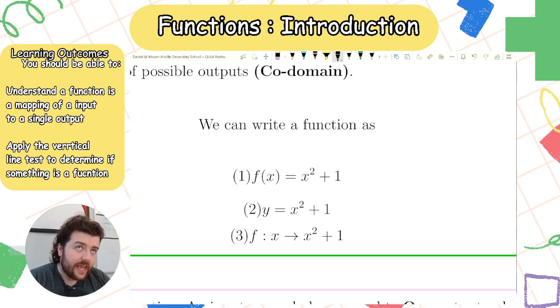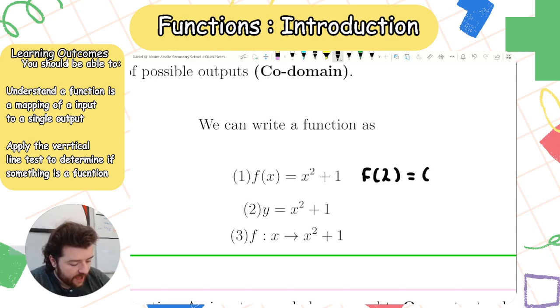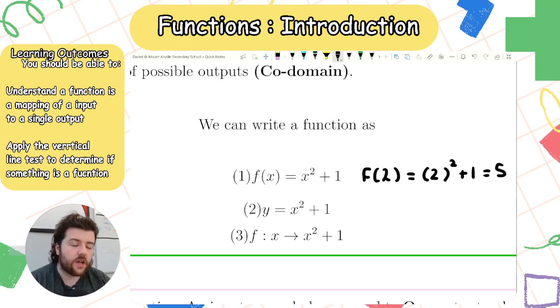A function is like a rule, right? I put a number in, I apply a rule, and out is my output. For example, if x is my input, I'm inserting it into my function f. My rule is, I square that number and add 1. So if I sub in f of 2, my input's 2, I square that number and then add 1, which is 5. So when I insert 2, I get out 5.